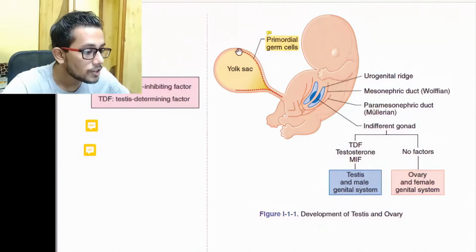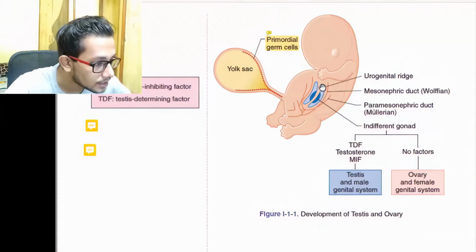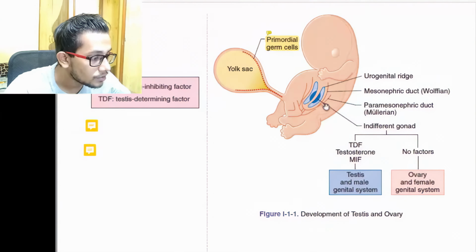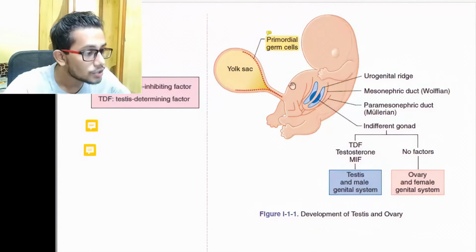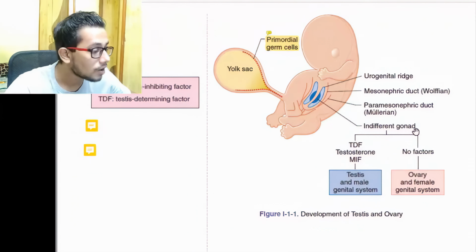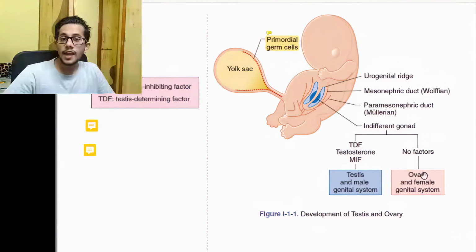From here, they will travel all the way from the back of the abdomen through, as you can see, the dark blue portion. That is where our indifferent gonads are. So the primordial germ cells from the yolk sac will travel all the way to this dark blue spot in the urogenital ridge, where they will determine if the gonad is male, which is testis, or female, which is ovary. Now we need to know how the gonad develops into either testis or an ovary.